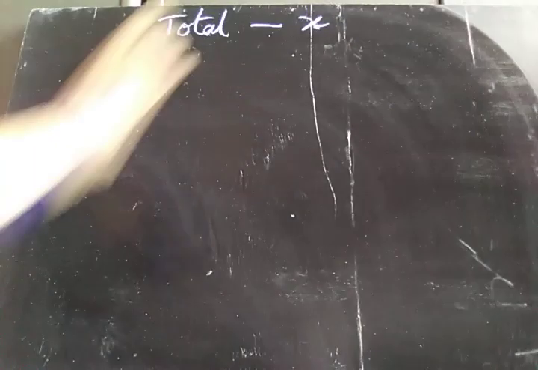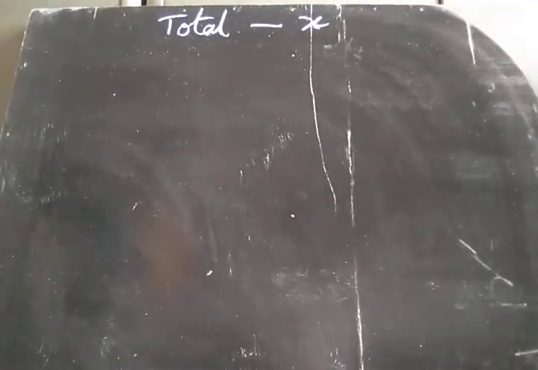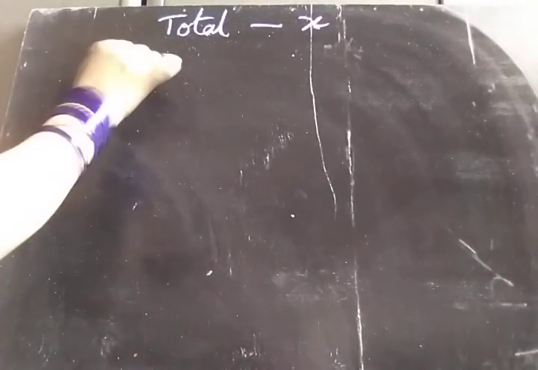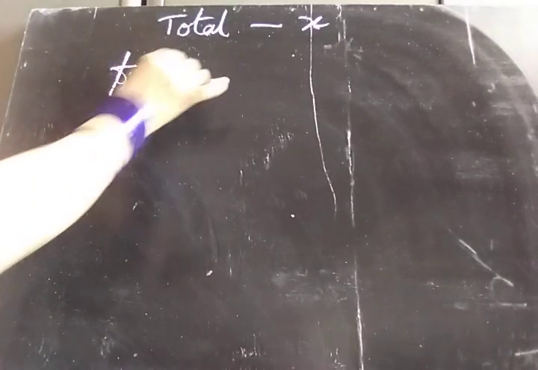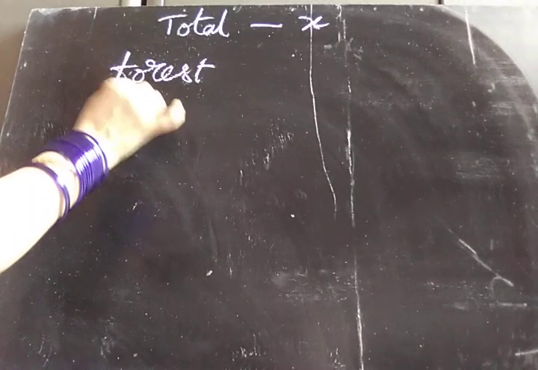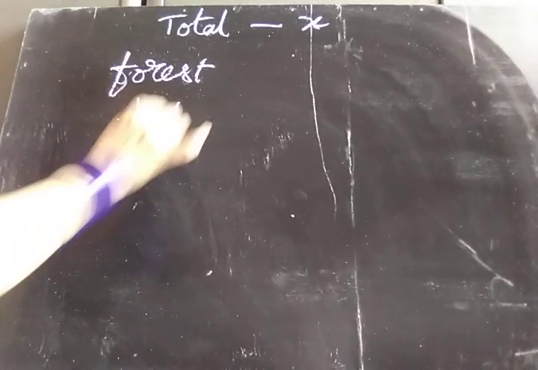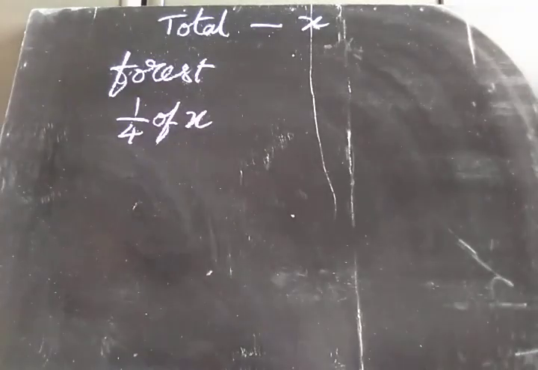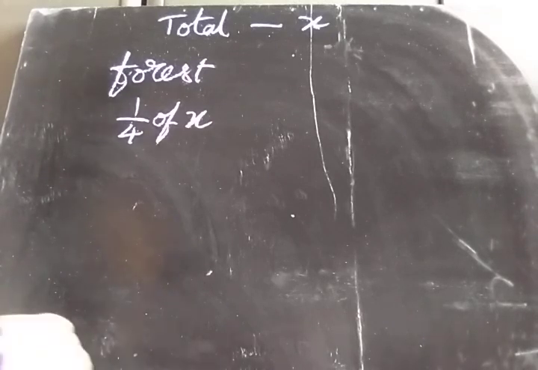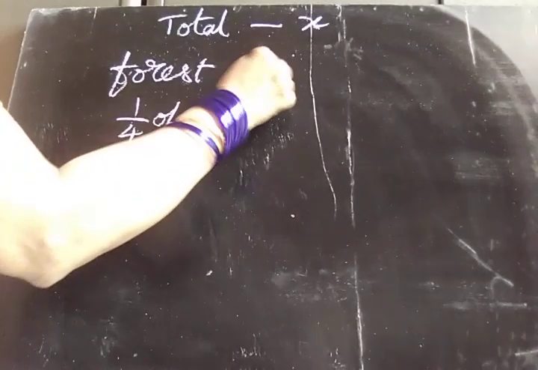Okay. In this, 1/4 of the deer have gone to the forest. 1/4 of x went to forest, and 1/3 of the deer is grazing in the field.